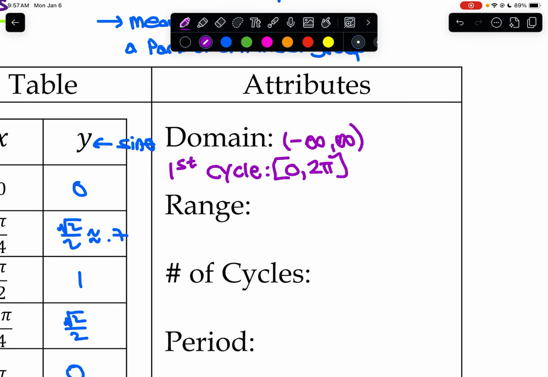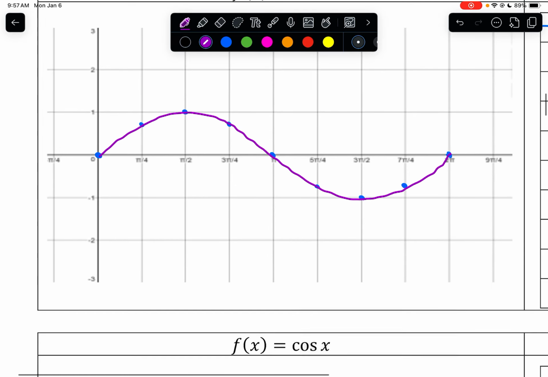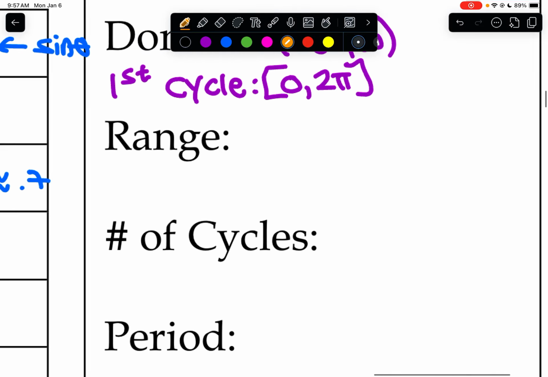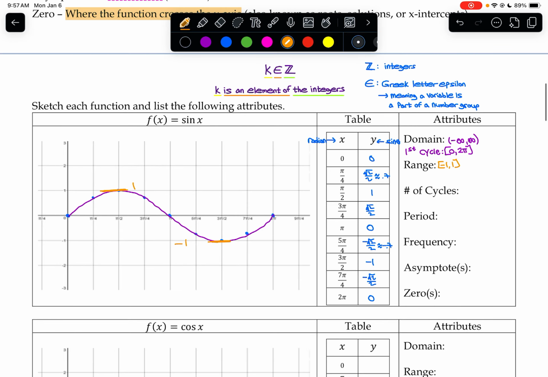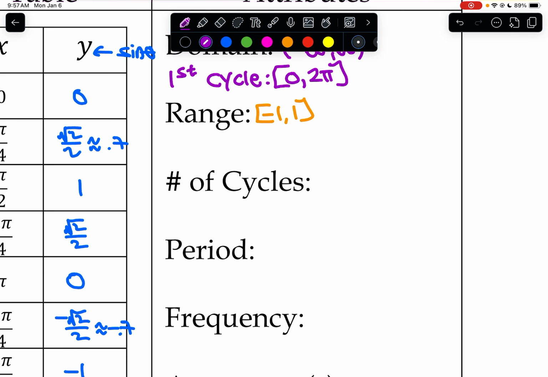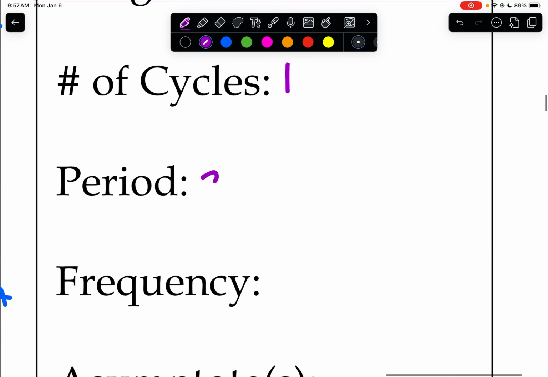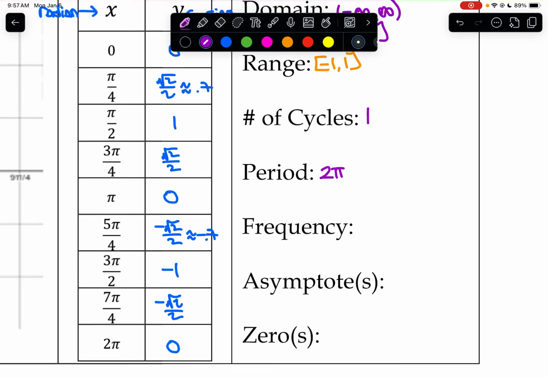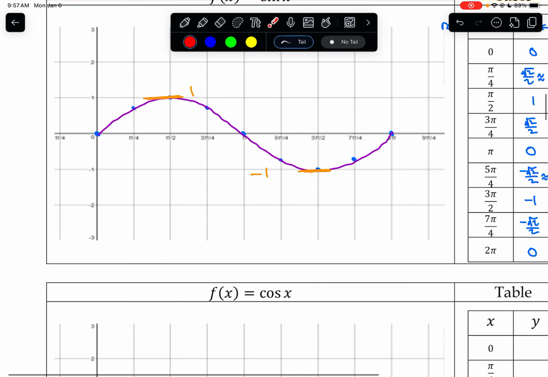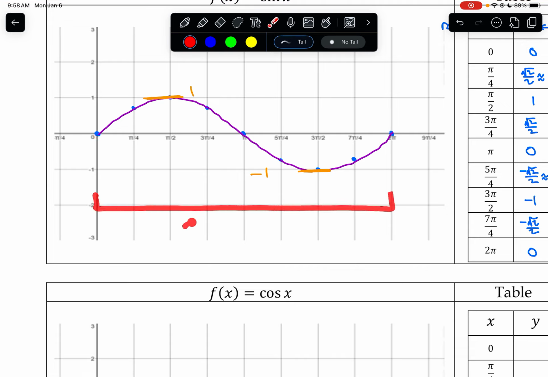All right, now for the range, we're looking to see how far up and down this function goes. It can go as low as -1 and as high as +1. So your range is between -1 and +1. For the number of cycles, we only graphed one cycle. The period by default is 2 pi. We went from 0 and stopped over here at 2 pi, so the length of this cycle is 2 pi.